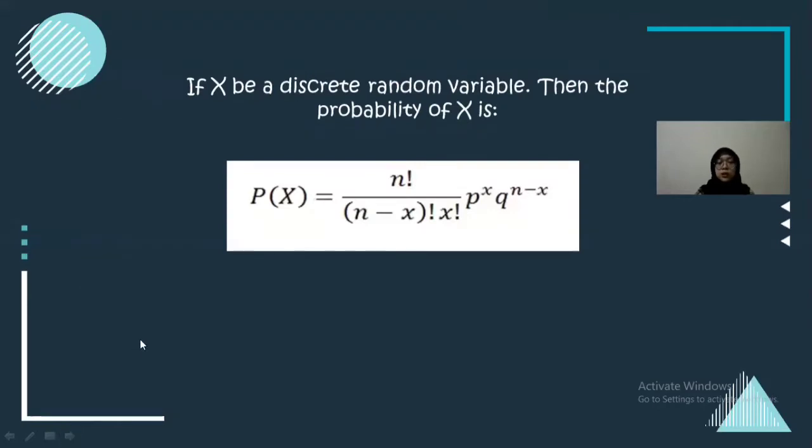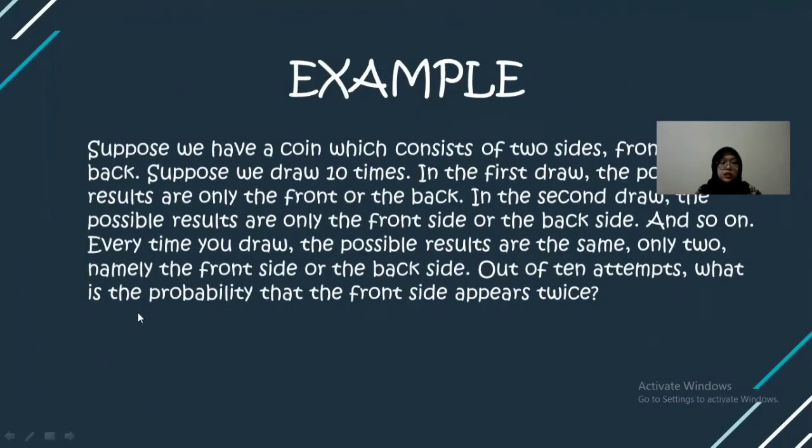Okay, binomial probability distribution has a formula. If x is a discrete random variable, then the probability of x is P(x). This is the formula of P(x), or the probability of x. From this formula, we can describe it with an example.